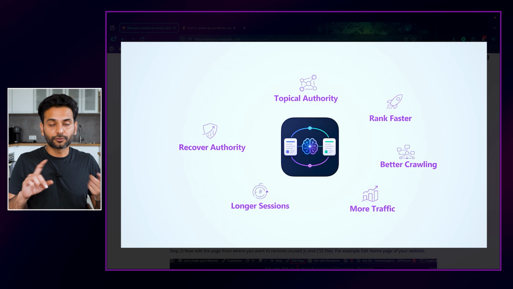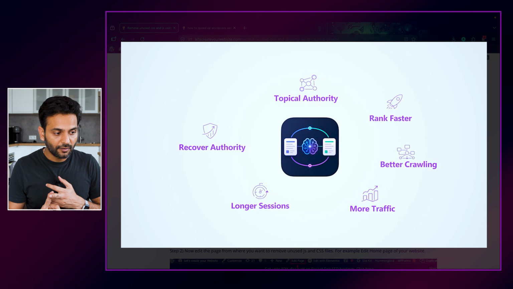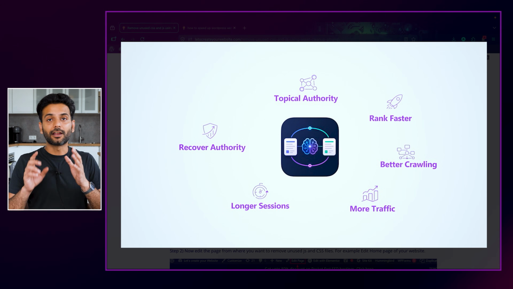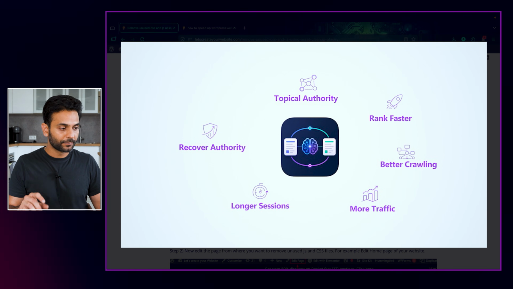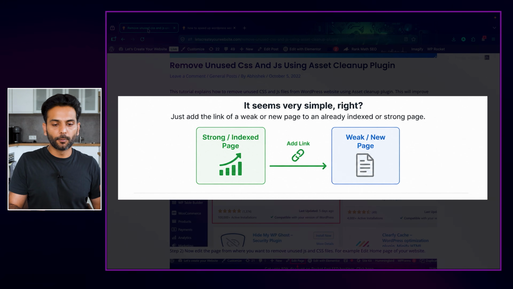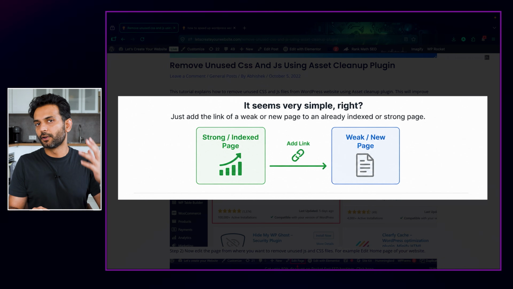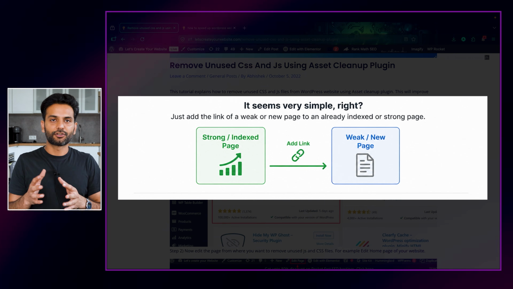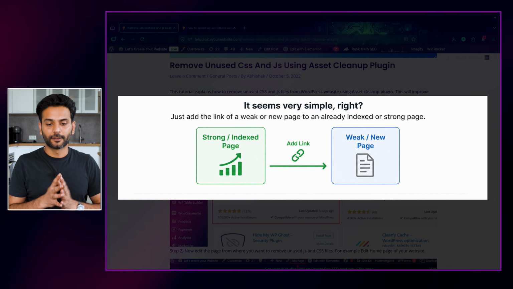For example, we can have faster rankings, better crawl efficiency, higher session duration, and recovered authority of the old content. So again, now it seems really good. Connect a weak blog post to a popular blog post or popular page or your footer or header of the website, and they have higher chances of getting indexed and getting traffic. It sounds really good if your website is a small website, but we have two problems here.